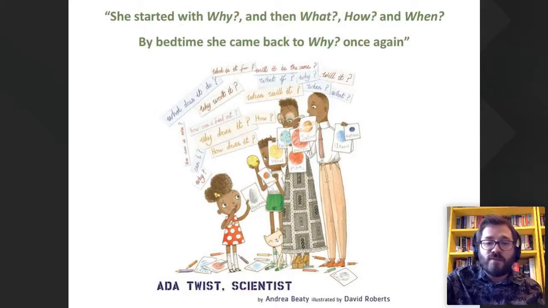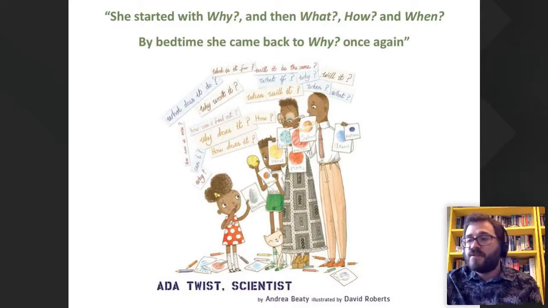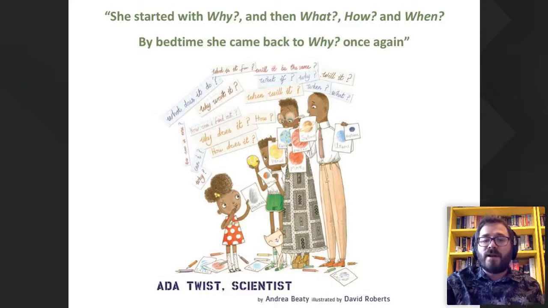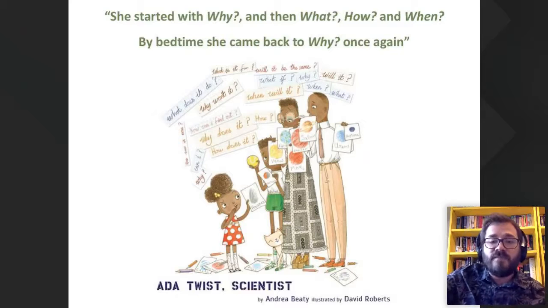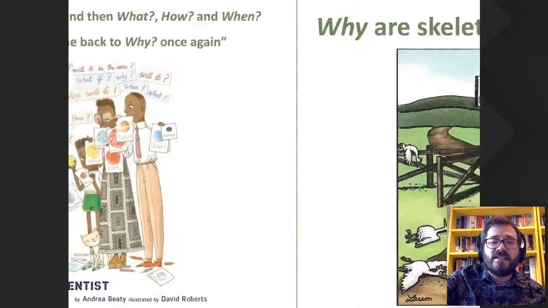This young scientist puzzled her parents by posing a series of questions. She started with the why, then the what, how and when, and by bedtime she came back to why once again. So between now and your bedtimes, whenever that might be, I hope to go through these questions, but around the origin of animal skeletons.